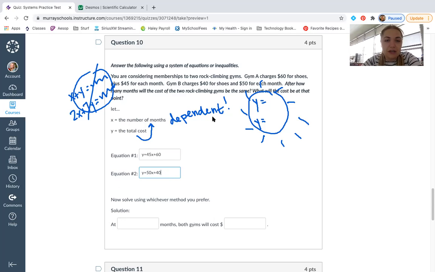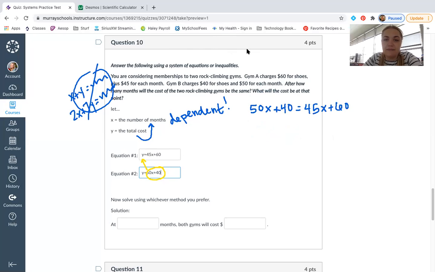So since these are both solved for y, I'm actually going to solve these using substitution. It's a pretty easy method here because I can take all of this stuff that y equals and put it in the second equation. So I'll write that out. Give myself a little bit of space over here. We are going to, instead of y equals, I'm going to put this stuff there. So I've got 50x plus 40 equals 45x plus 60.